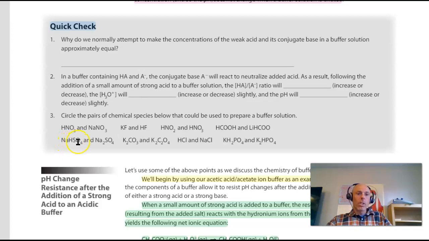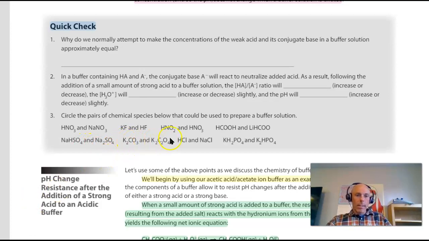HSO4, hydrogen sulfate, is a weak acid, so that would work. And SO4 is the conjugate base of that weak acid. And see it paired once again with sodium, a group 1 metal, really soluble. So you're going to get the SO4 dissociating, and you'll get the conjugate base in solution with the weak acid.